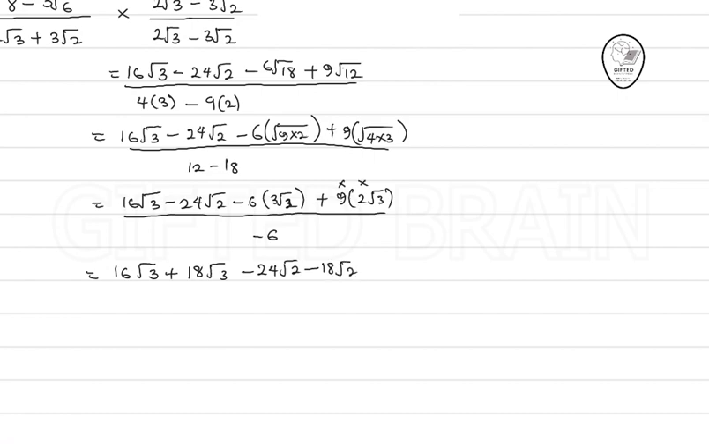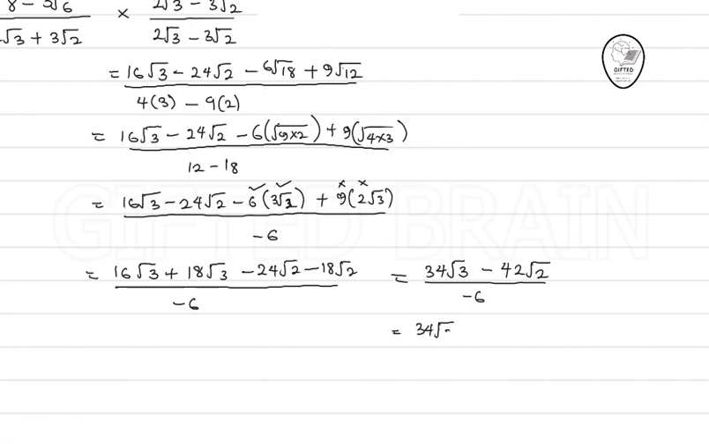The next question is, how did I get my minus 18 root 2? It is this minus 6 multiplying this root 3 root 2. That will give me minus 18. Then all over minus 6. And then this can be written as 34 root 3 minus 42 root 2, all over minus 6. And then you can as well say that this can now be expressed as 34 root 3 over minus 6, then minus 42 root 2 again over minus 6.